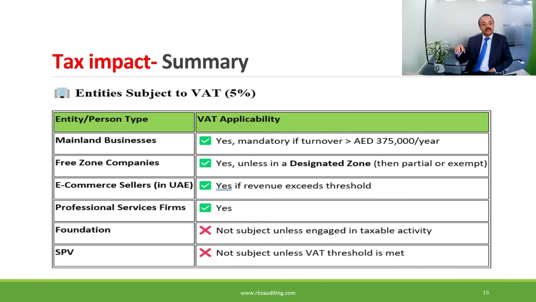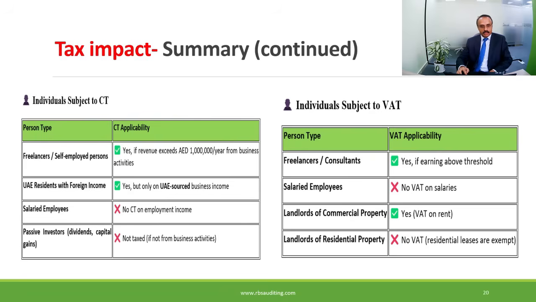Foundation: not subject to VAT, depending on whether they are conducting a business activity; if they are, then it will be taxable. Here it is mentioned as not applicable because the assumption is that it is not conducting any business activity. The main purpose of the foundation is that it is not conducting a business activity. SPV is also similar to what we discussed for the foundation.